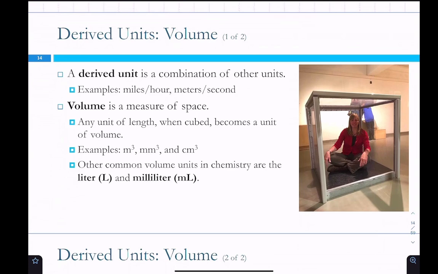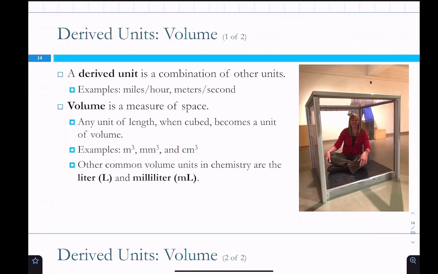So if I was to measure along this side, it would be 2 centimeters. This side would be 2 centimeters. And then the height would also be 2 centimeters. By multiplying those three values together, we're combining multiple of the same unit and getting a derived unit for volume. Because to describe the space, we have to describe the square that it's in and then how tall that square is. The common formula you would use for that is length times width times height, right? Volume of a box.